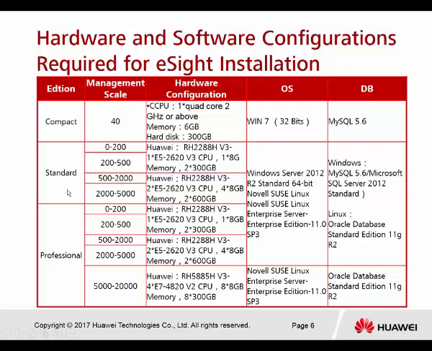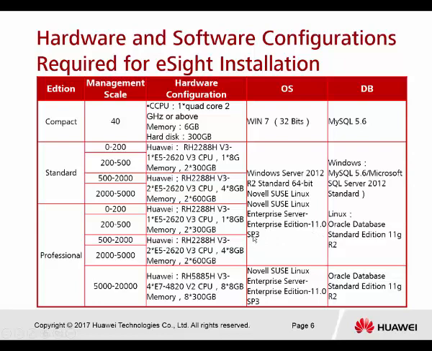For the standard, this one will be based on the management scale, the range of the network equipment you're going to manage. Depending on the different number managed, you require a higher performance, a higher spec server to install. So this will be the list here. The OS installed is Windows Server 2012 R2 Standard 64-bit, or you can use Novell SUSE Linux Enterprise Server, Enterprise Edition 11.0 SP3.